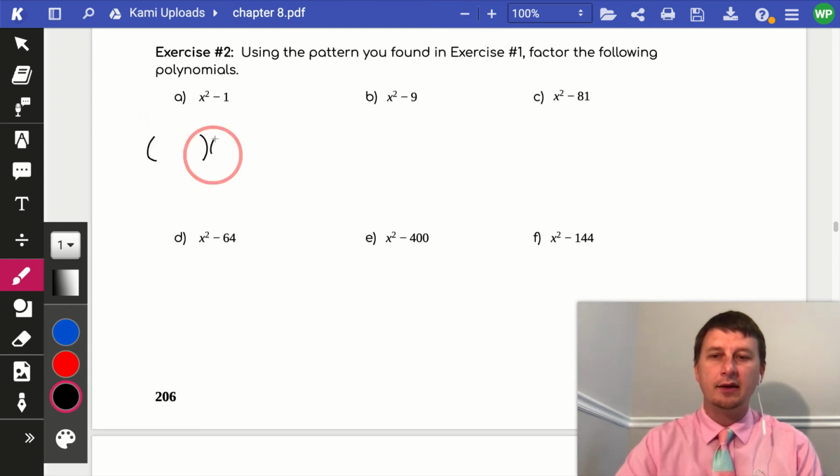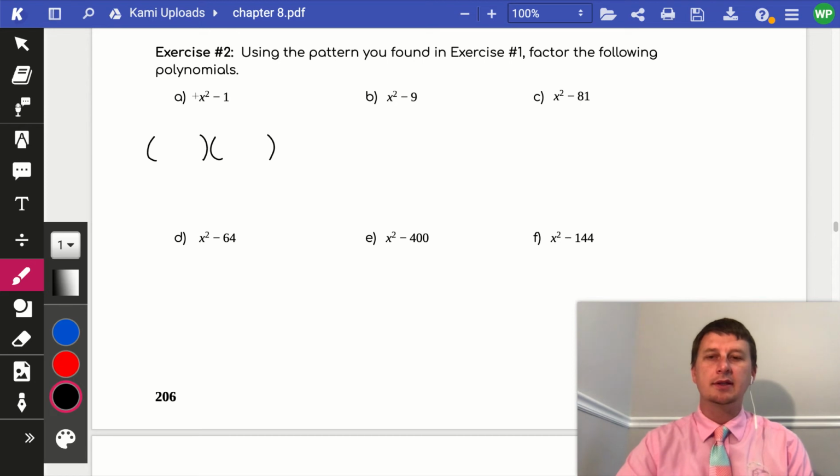If we know that, we can open up our two sets of parentheses. And what we're going to do is put the square root of x squared in the front of each parenthesis, and the square root of 1, which is 1, in the back of each parenthesis. And we're just going to separate these with a plus and a minus. And that's factored right there.